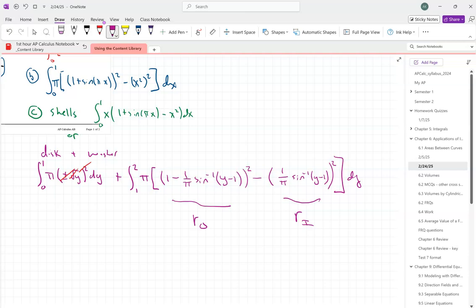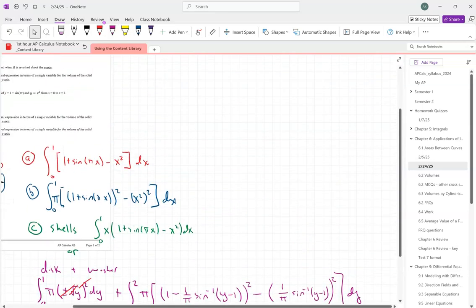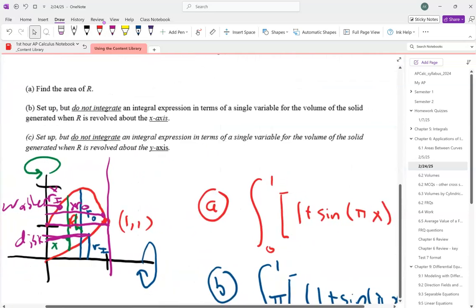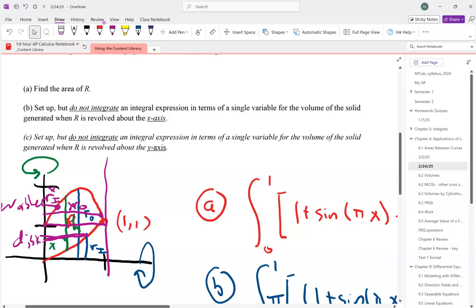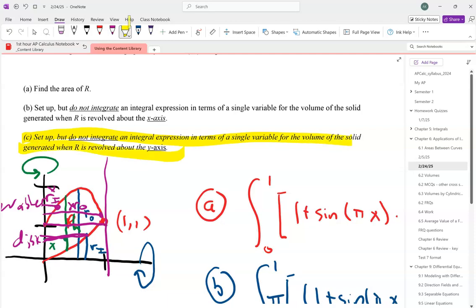For the test format, you'd be given something like this, and you can use any method to find it, whichever you want. I would not tell you to use a shell, use a washer, use discs or whatever. I will let you choose, but being able to choose which one is going to work and what's going to be easiest is going to be the hard part, right?